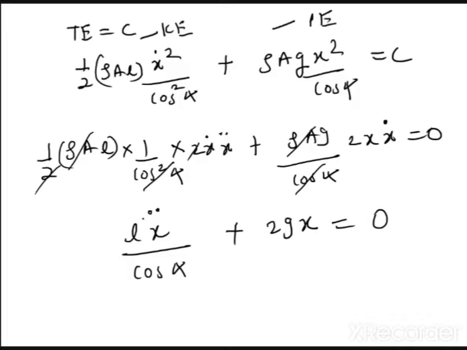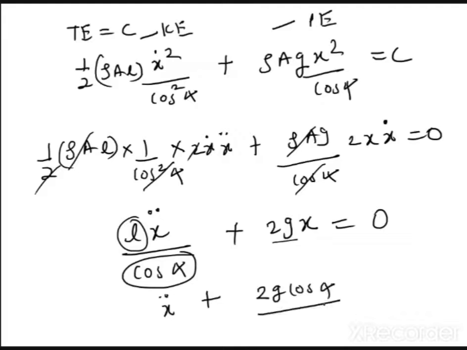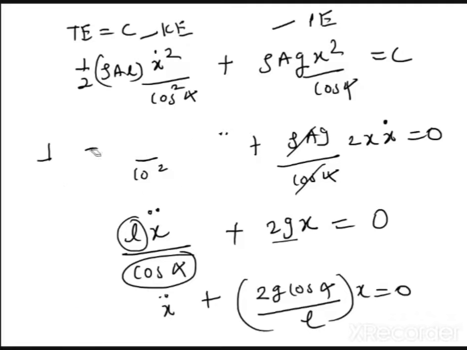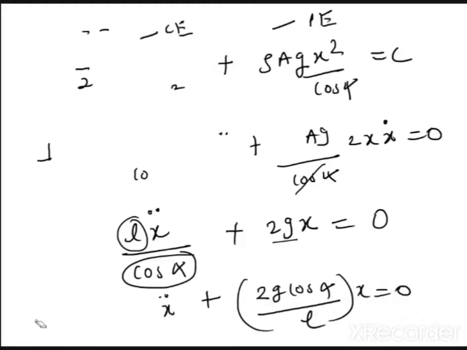Now what is the next step? Next step is divide this whole term by L and cos alpha. So x double dot plus 2g cos alpha upon L into x is equal to 0. Now compare this equation with the standard equation of harmonic motion. What will you get?